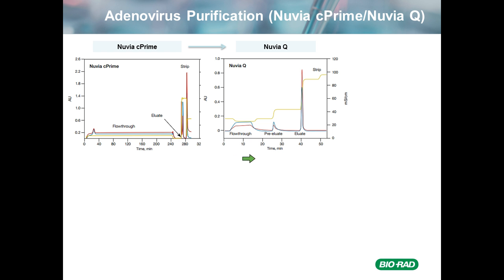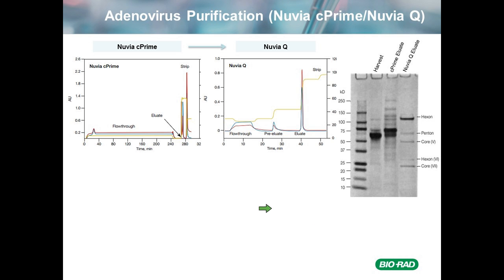The first is that you get a nice sharp elution peak off of Nuvia Q. You also get a sharp peak off of Nuvia C prime, but if you look closely, you can see that this is actually a double peak. Now, at the time, we weren't looking to determine whether or not this double peak was due to, for example, empty versus filled capsids, but that's certainly a possibility, and those of you working in this field know that empty capsids constitute a major impurity often in final products.